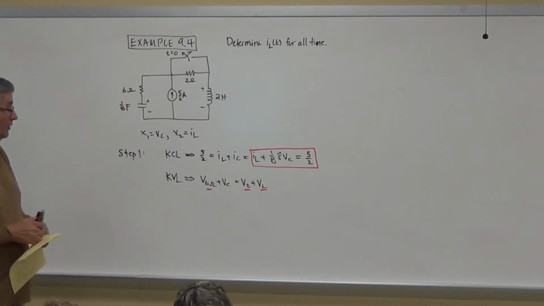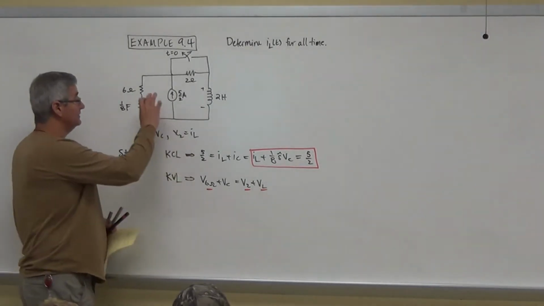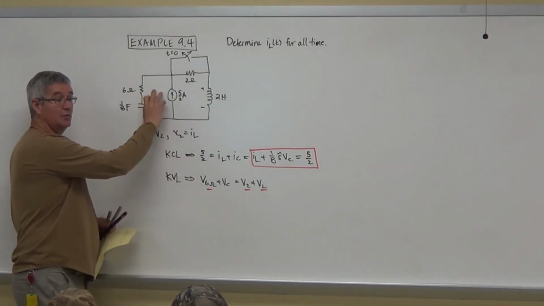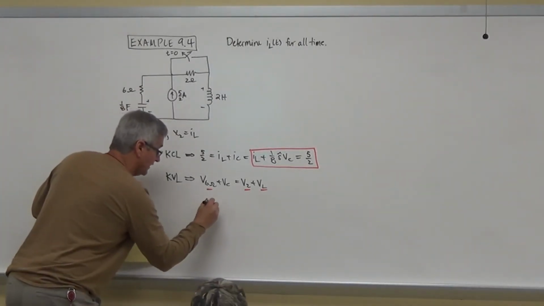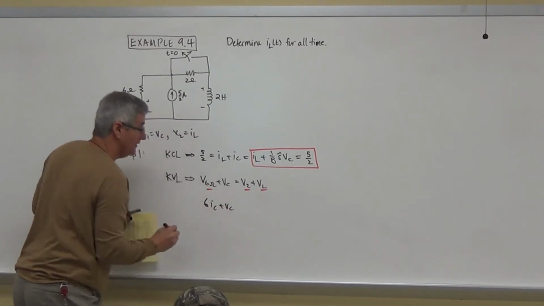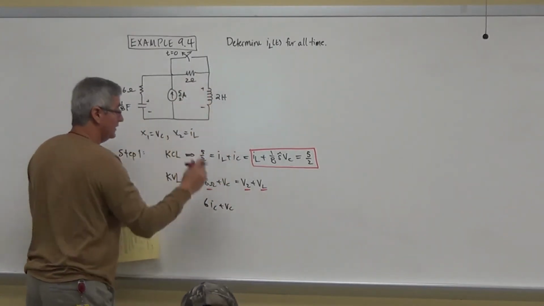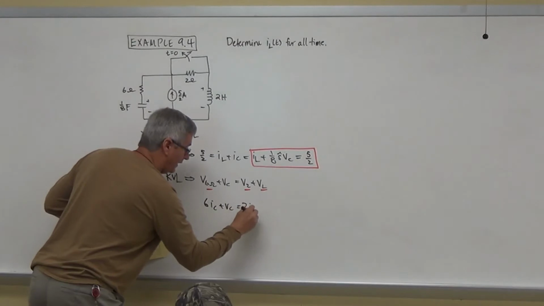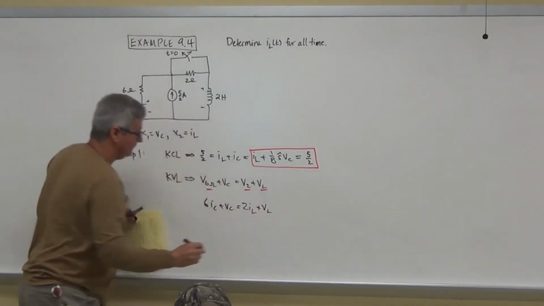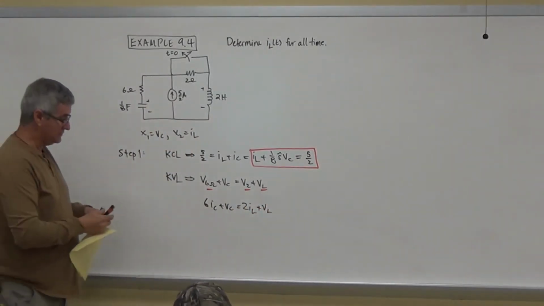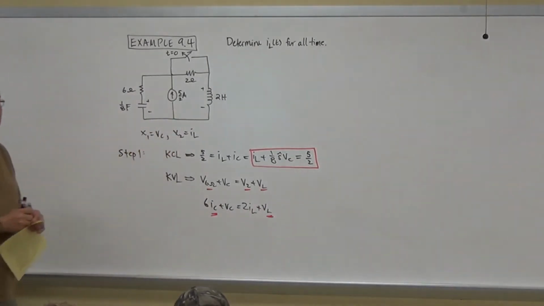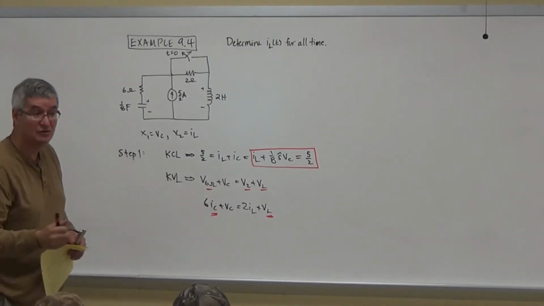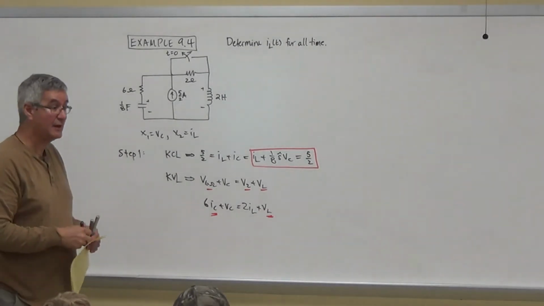Let's convert them now. What do I know about V6? It's in series with the capacitor, so I'm immediately going to write this as 6IC plus VC, and this guy is in series with the inductor, so I'm going to write 2IL plus VL. So I purposely left these to the end, so now I use the capacitor equation and I use the inductor equation. Let's put them in now.